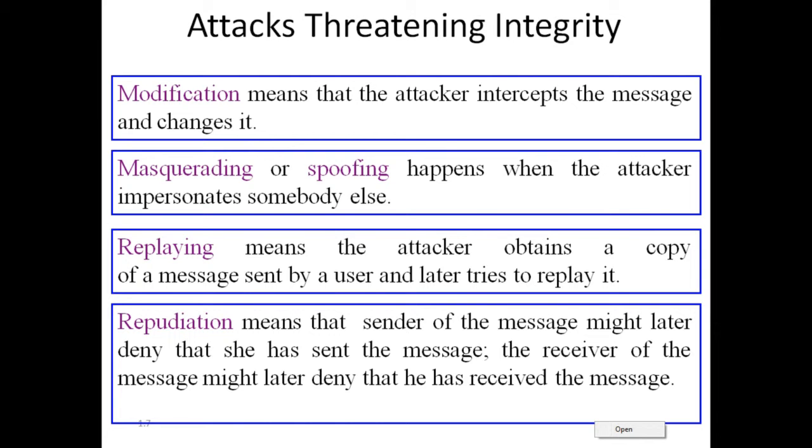The next one is replaying, where the attacker first obtains a copy of the message sent by the user and later tries to replay it. It may be some password or some session key or something like that. Then comes repudiation. Repudiation is the denial by the sender or the receiver that he or she has sent or received the message. All these attacks come under the category of integrity.